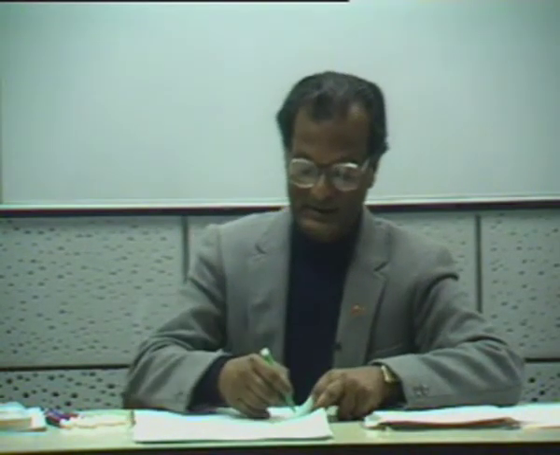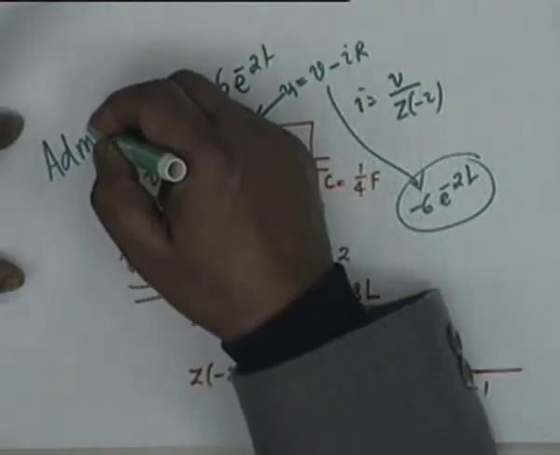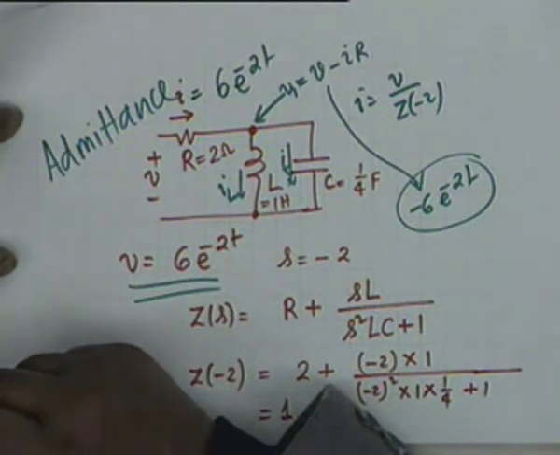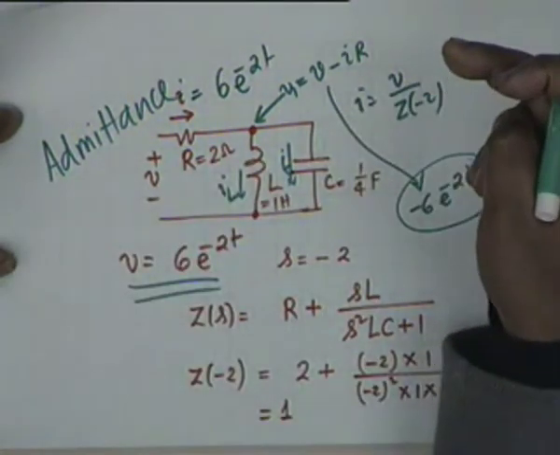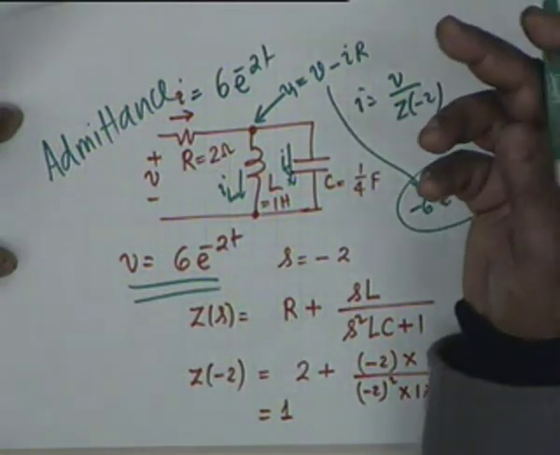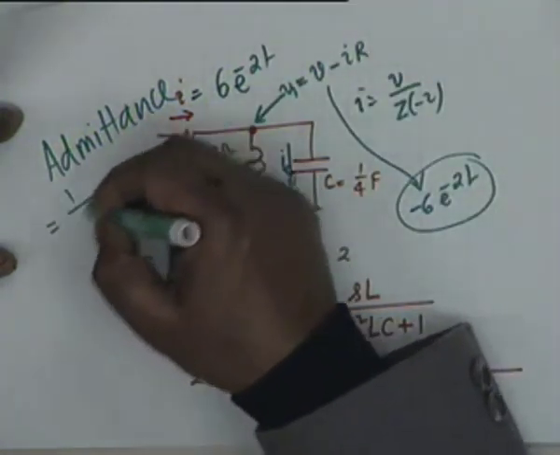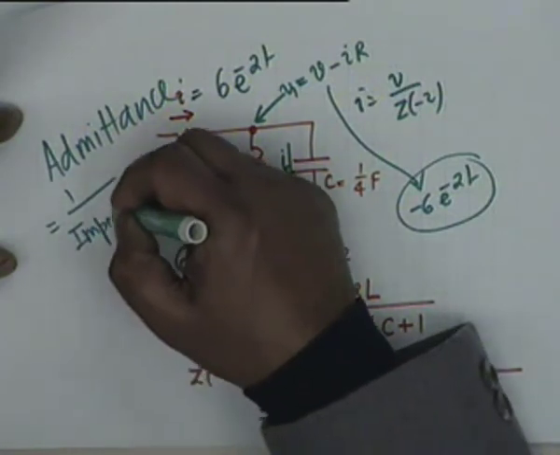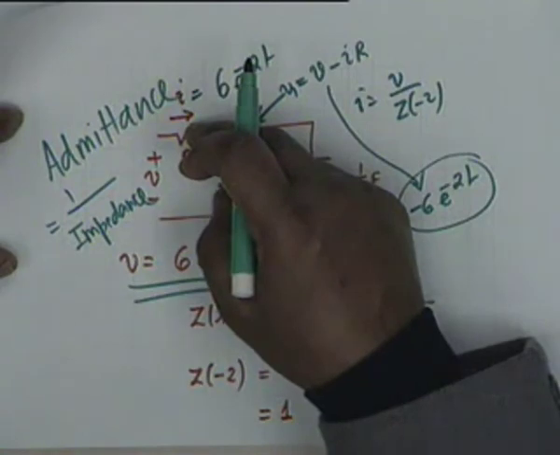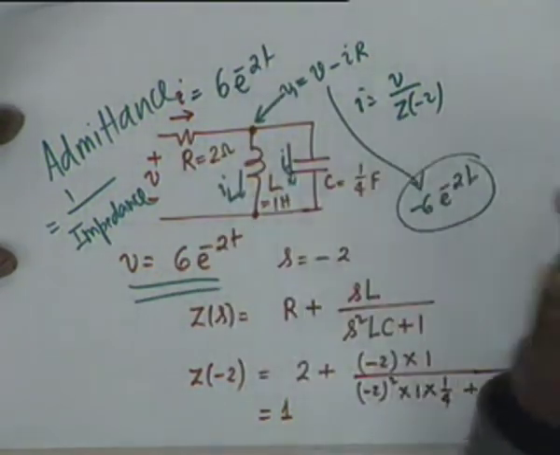I'll just introduce another term to you. It is admittance. I told you impedance is the ratio of voltage to current, the reciprocal of an impedance is the admittance. Admittance is 1 over impedance. Sometimes it is easier to work in terms of admittance rather than impedance. And it is with this that we conclude the class today.